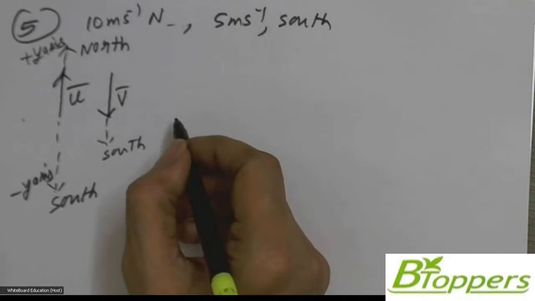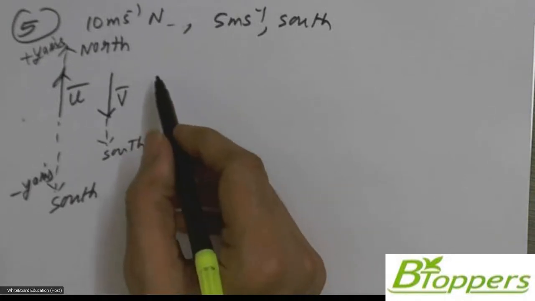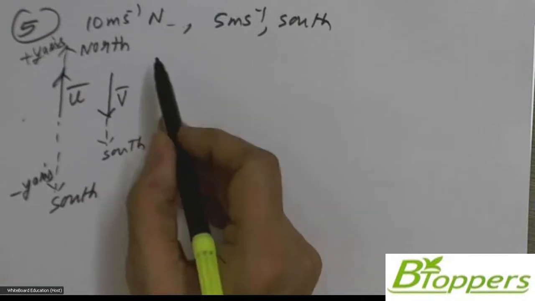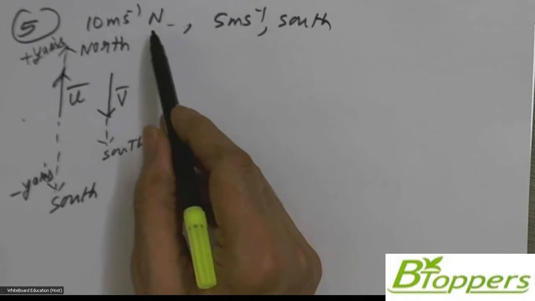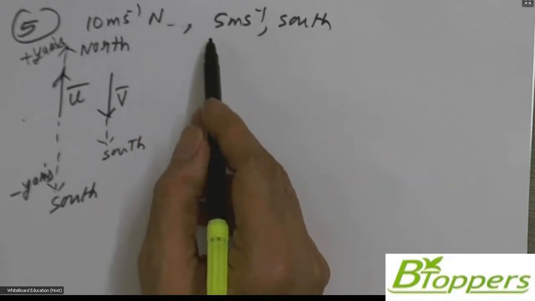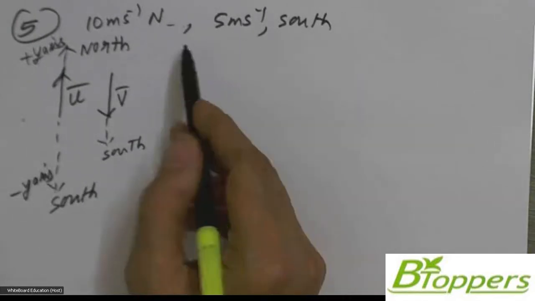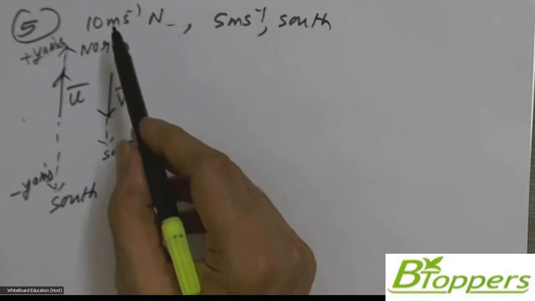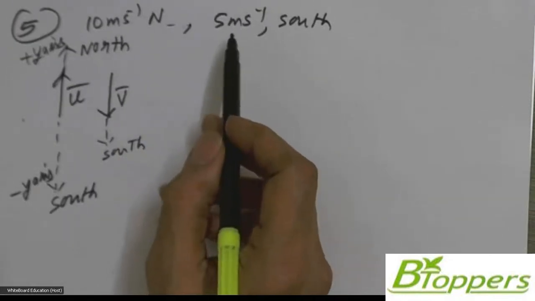So look at question number 5, that is the last problem I have given in the list of problems on change in velocity. In this problem you are given that the initial velocity of the particle is 10 meter per second towards north and the final velocity of the particle is 5 meter per second towards south. The magnitude of the initial velocity vector u bar is 10 meter per second. The magnitude of the final velocity vector v bar is 5 meter per second.